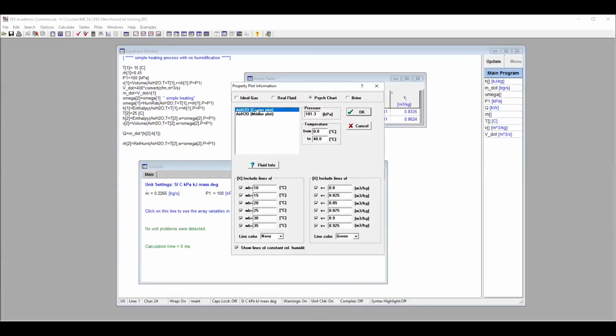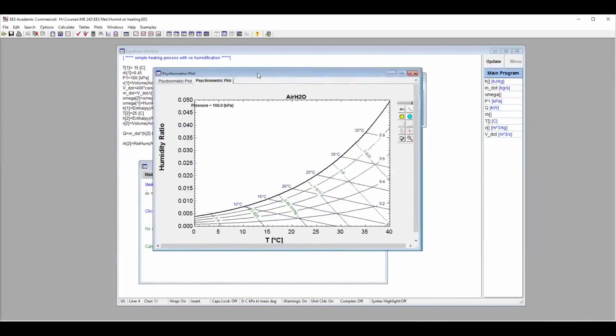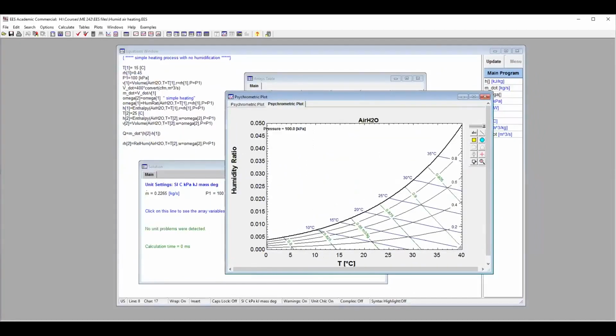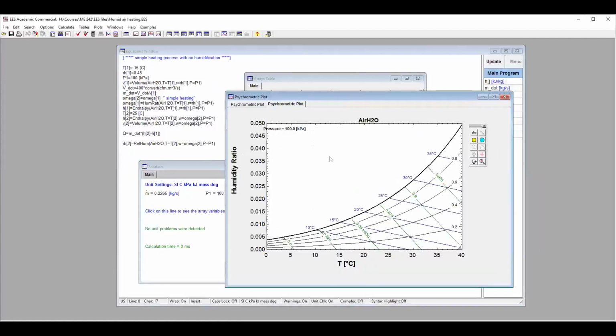Carrier plot is fine. Type your pressure. We used 100 kilopascals for this problem. Range of temperature 0 to 40 is fine. You don't need to change it from Celsius. And the constant wet bulb temperature line and constant specific volume lines, if you want to change them, you can. You don't have to. And click OK. That will give you a base psychrometric chart. All right. Now, we want to show our states on this. You have to go to overlay plot.